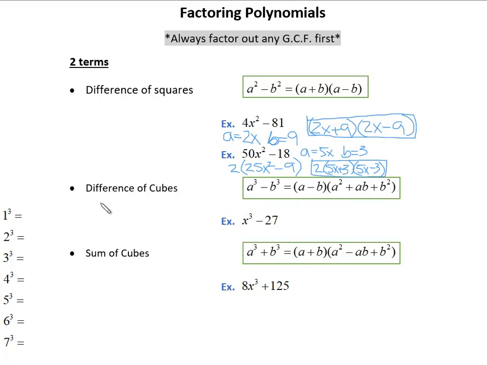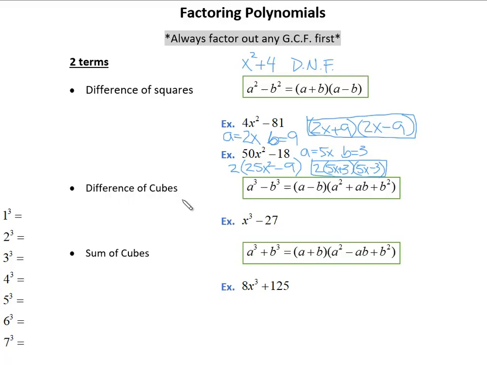Okay, next we're going to talk about the sum and difference of cubes. Okay, there is no sum of squares. If you see something like this, x squared plus 4, this does not factor. That is not a factorable pattern. At least not with integers or rational numbers.